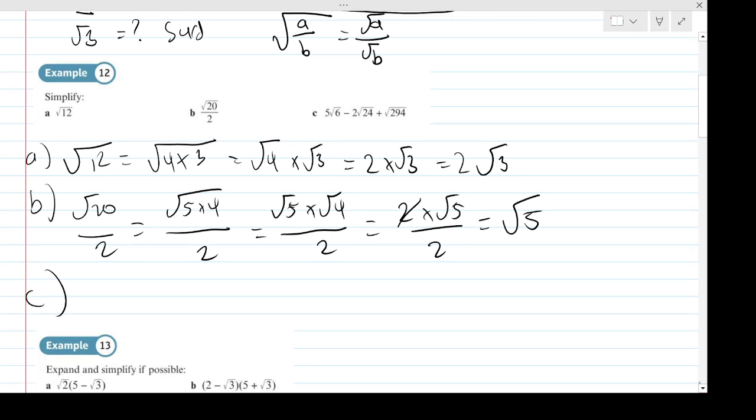Part C. Okay, part C is a bit more tricky. So 5 root 6 minus 2 root 24 plus root 294.